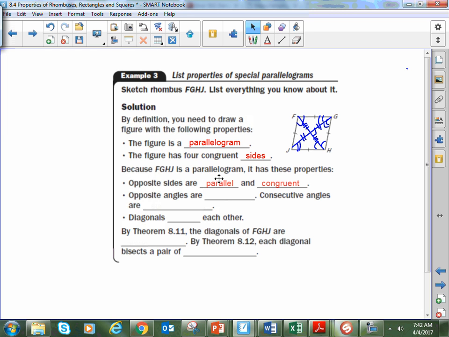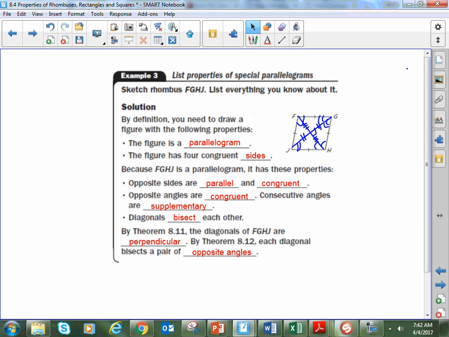The opposite sides are parallel. I didn't mark the parallel stuff on there, but they are marked congruent. The opposite angles are the same, and the same side angles are supplementary. The diagonals will bisect each other, and now we know that we have perpendicular diagonals and that the diagonals are bisected by the perpendiculars, or by the diagonals, I should say.